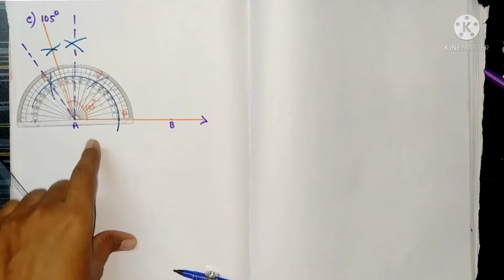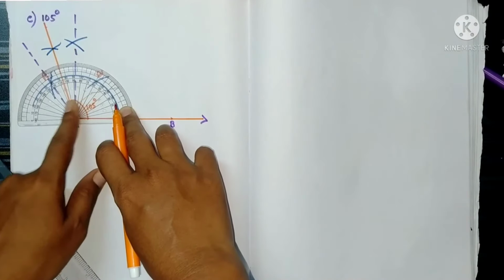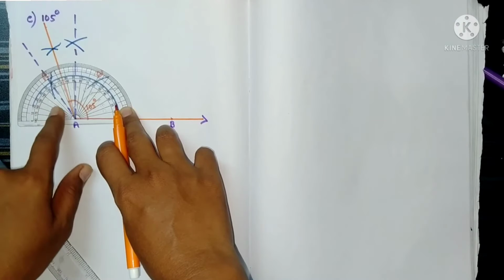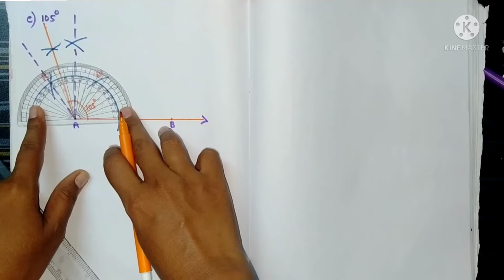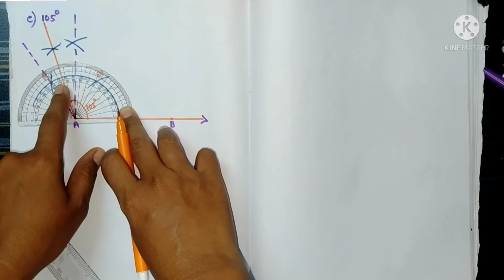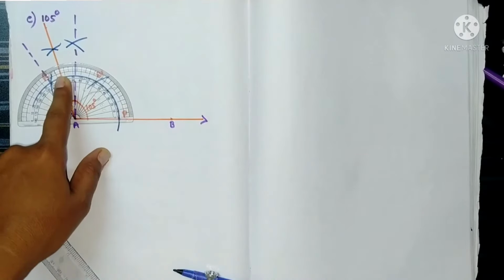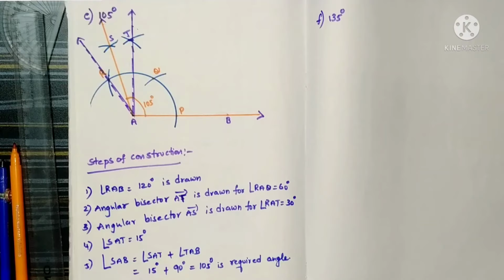See, if you check with protractor, see this is 90 and this is 120, and yeah, this line is between 100 and 110, that is 105 degrees. So our construction is correct.